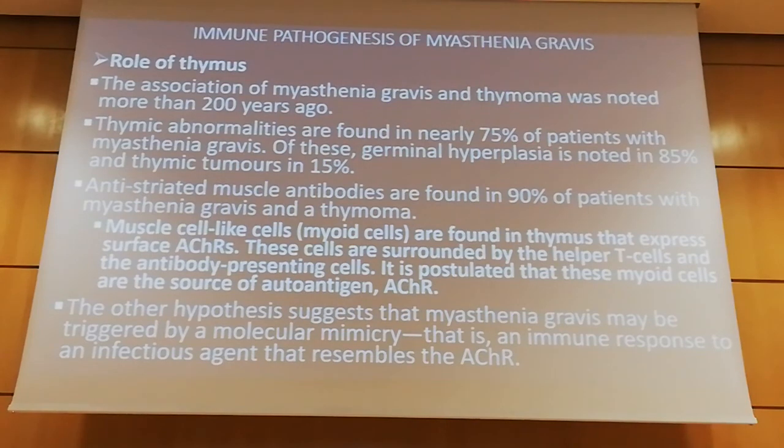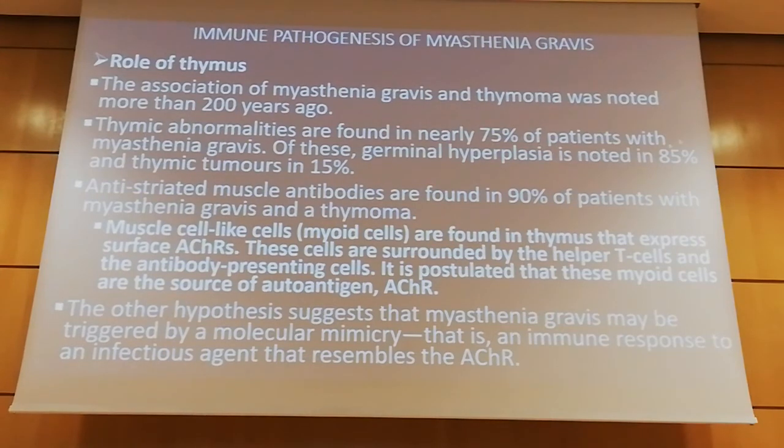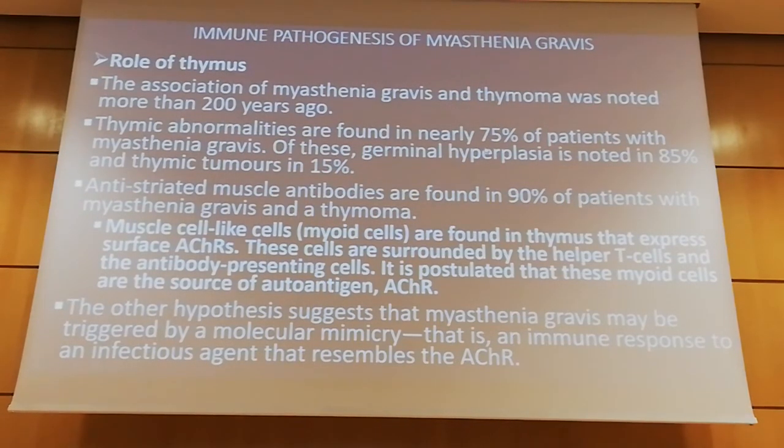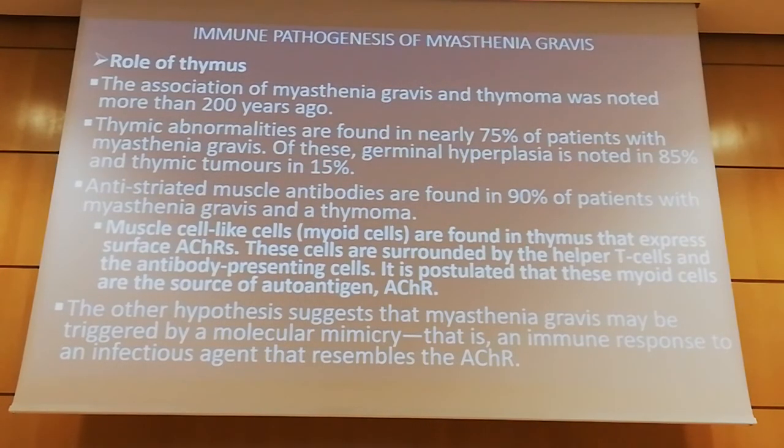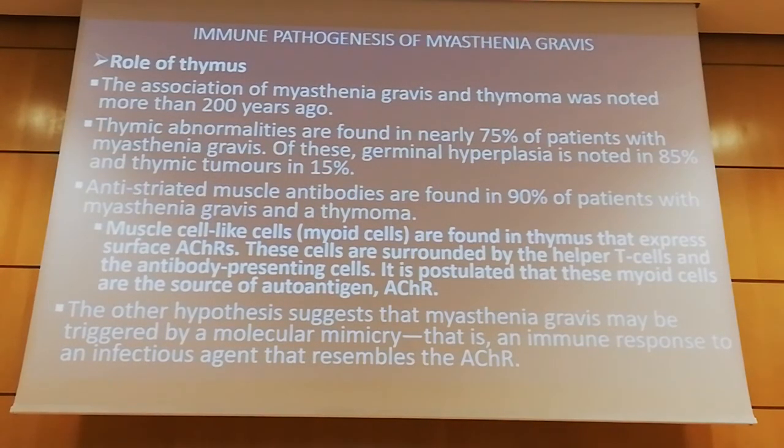All right, now we know that there is also a role of the thymus, and this role has been known for about 200 years. So thymic abnormalities are found in about 75% of patients, the majority of which with germinal hyperplasia, about 15% with thymic tumors including thymomas. So how does that happen actually?